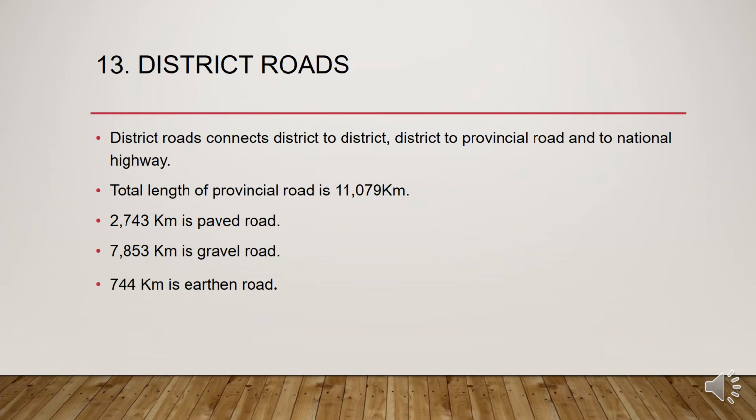District roads. District roads connect district to district, district to provincial road, and district to national highways. The total length of district roads is 11,079 kilometers. Out of it, 2,743 kilometers is paved road, 7,853 kilometers is gravel road, and 744 kilometers is earthen road, which is used in different parts of the country.